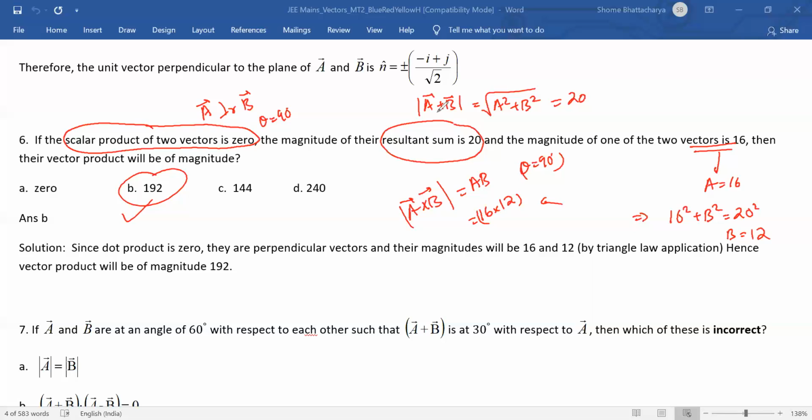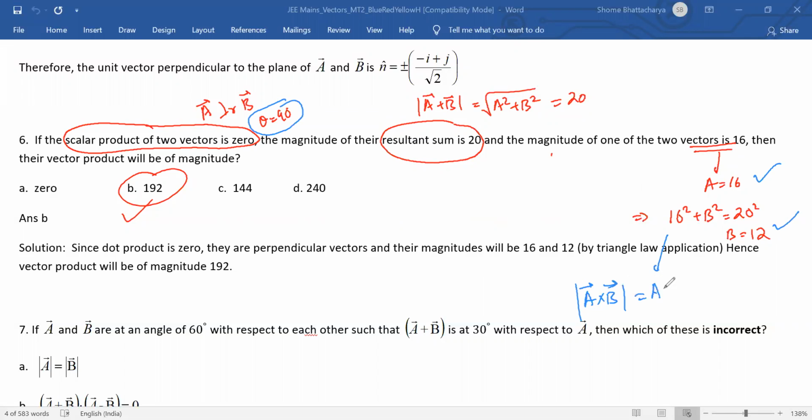Last step, see what we are doing is, once we got the magnitude of B, now next thing what we have to do, we have to find, okay, so I've got this, and it is already given that this is 16, and I already found out that theta was 90. So next step I have to find out A cross B's magnitude. So that is AB sine theta. So here just substitute. So it is 16 into 12 into sine 90. Okay, so that's becoming 16 into 12. So that's becoming 192.